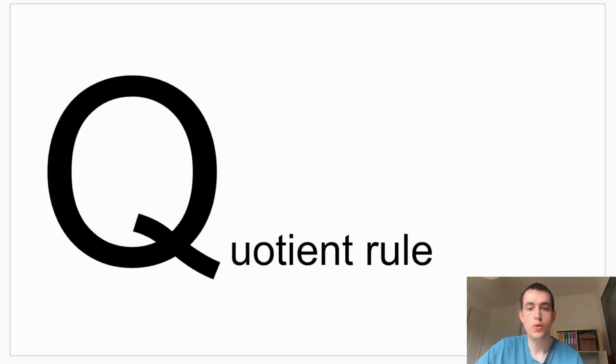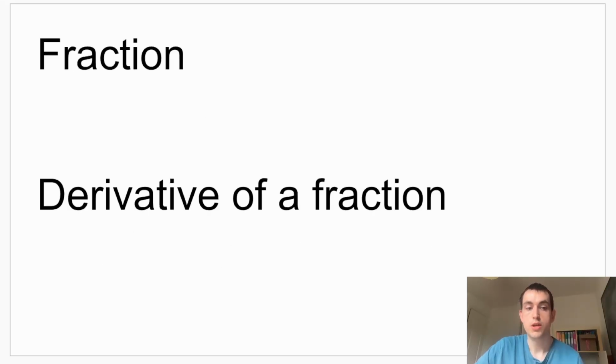Q is for the quotient rule. A quotient is a fancy way of saying fraction, and fractions you've definitely heard of. What we're going to do with that is use that letter D from the alphabet to find the derivative of a fraction.